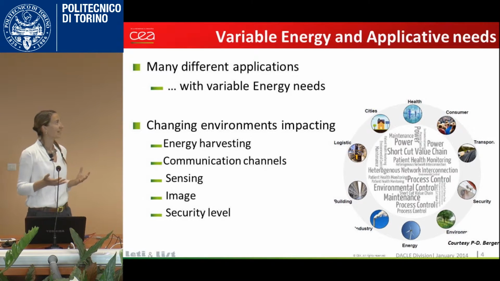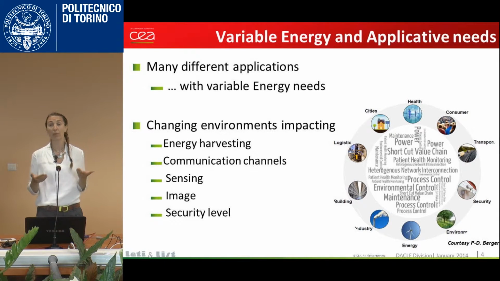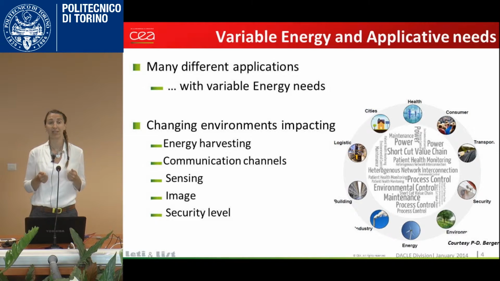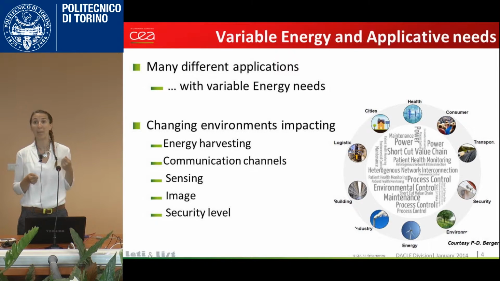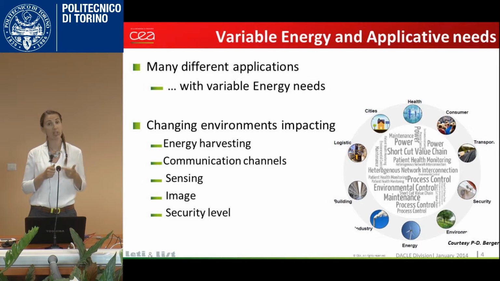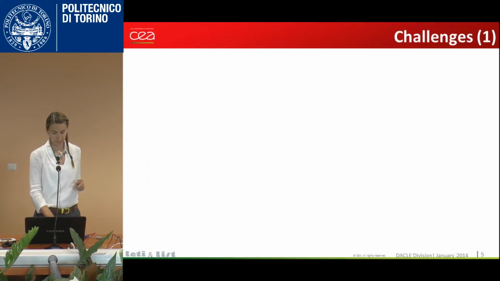All those smart devices have something specific. They have variable energy and application needs. First, there are many different applications, and those applications have very, very different variable energy needs. Also, they are in a changing environment, and as their main characteristic is to sense some data, sense something physical, this changing environment impacts the system and the smart device a lot. We have variations in the energy harvesting, in the communication channel, in the sensing, in the images if you use images, and also variations in the security level that you need.